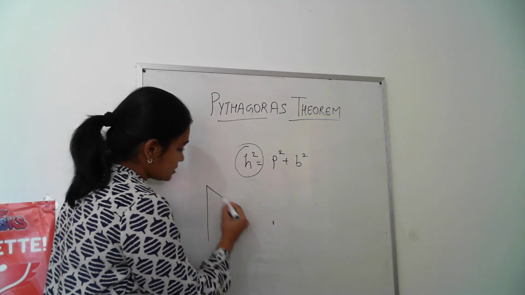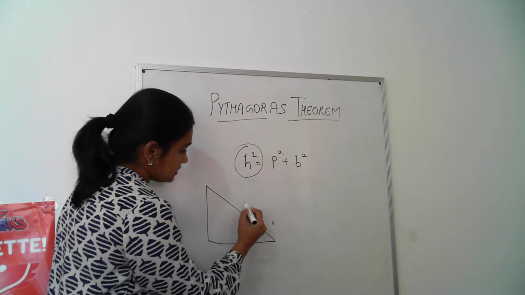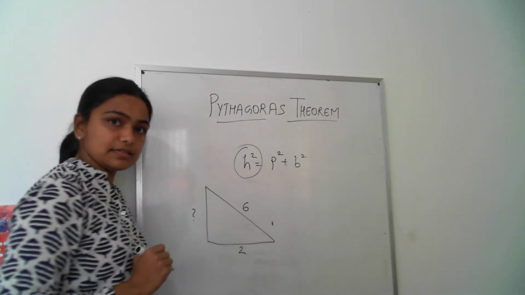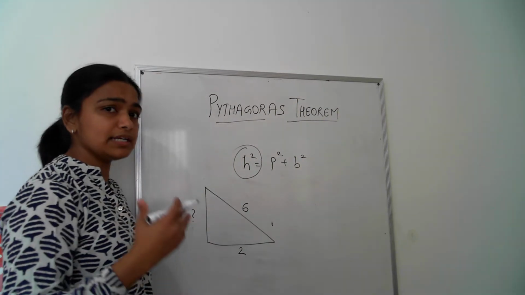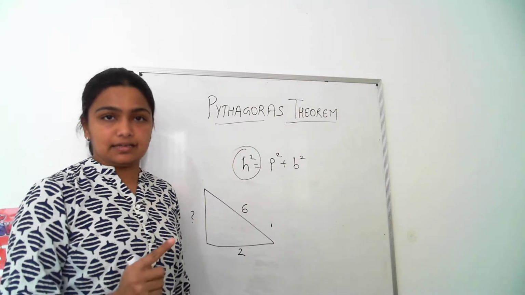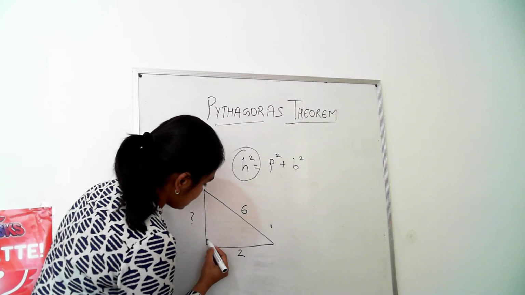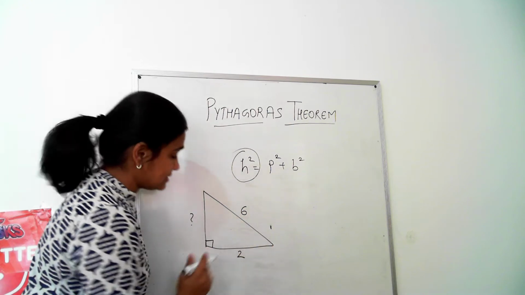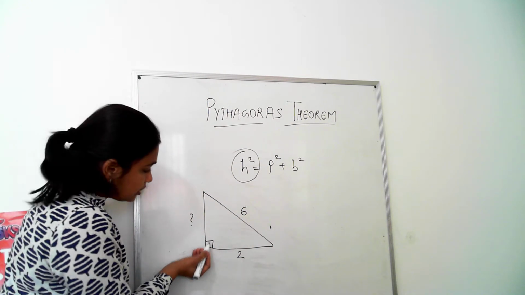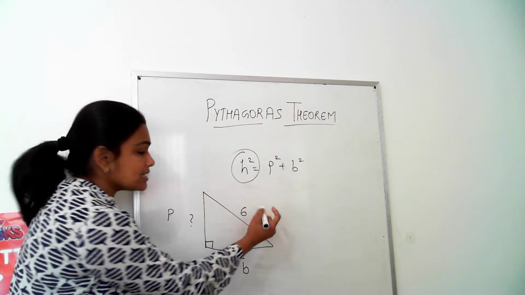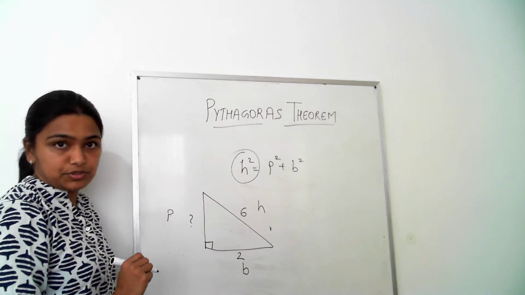What if the question says this side is 6 and this is 2, find this? First of all, in any question given, try to find where the right angle is. Here you can say this is the right angle because this is perpendicular to this line. So this should be the perpendicular and this should be the base. The longest side becomes the hypotenuse.